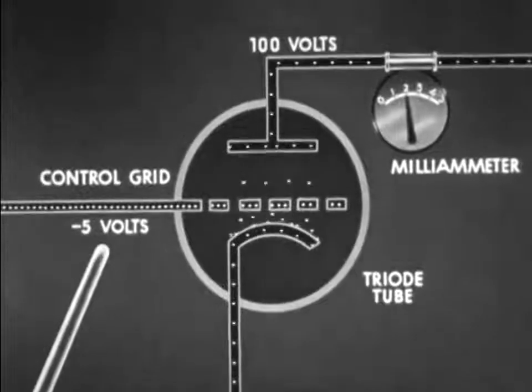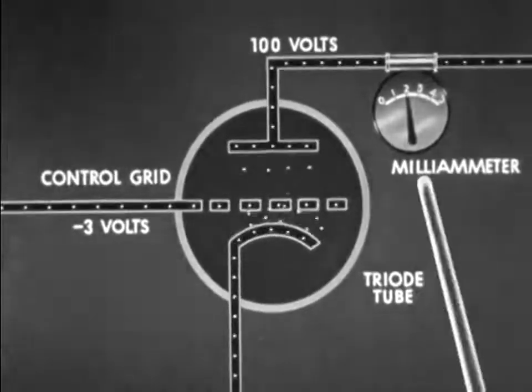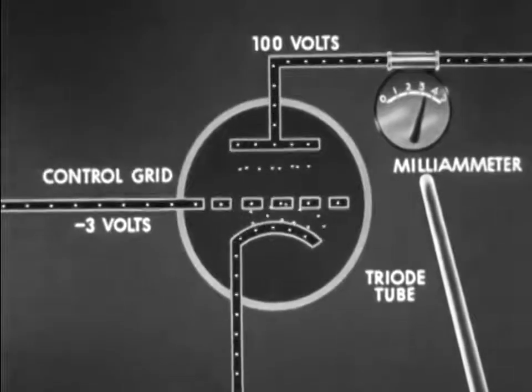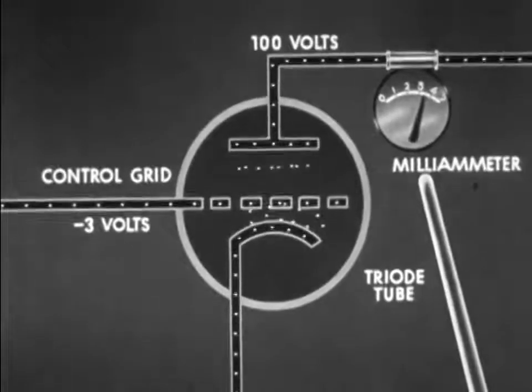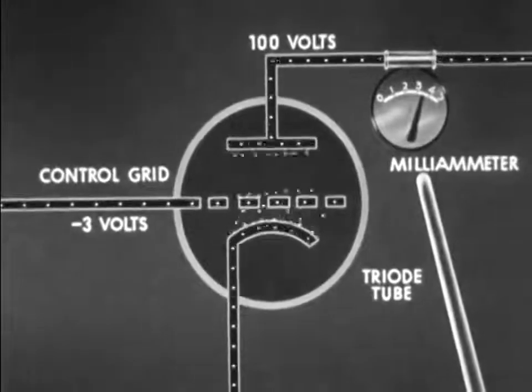If we change the grid bias from minus 5 to minus 3 volts, the milliammeter shows a plate current rise to 3.5 units. A change of but 2 volts in the grid bias has resulted in increasing plate current to near its maximum. In other words, a small change in grid voltage leads to a large change in plate current.